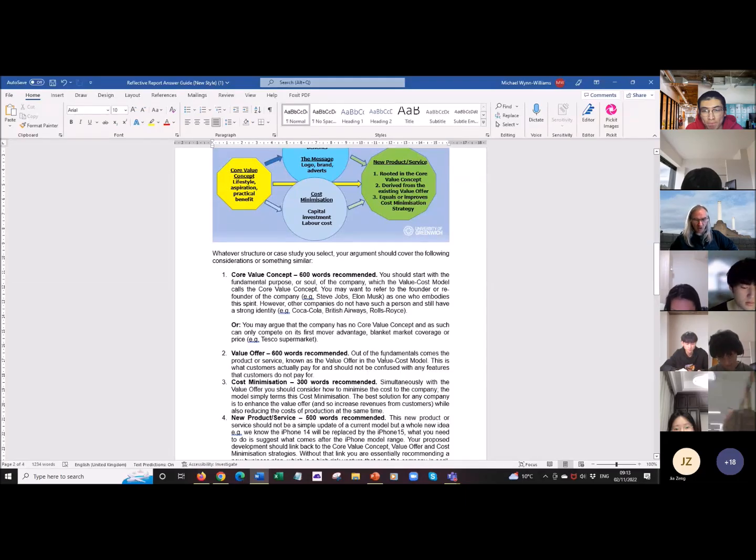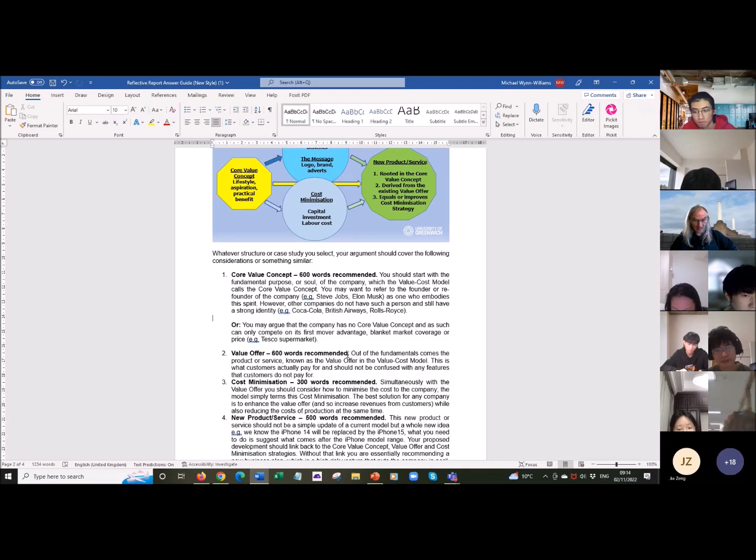Also, and I've got an or here, you see, or it might be the company has no core value concept. And that could be a company like, say, a supermarket or a company that's very generic in what it does, and that really there's nothing, it has no soul, it has no unique personality or identity to it. And if that's the case, then this is a company that can't claim a unique position in the market.